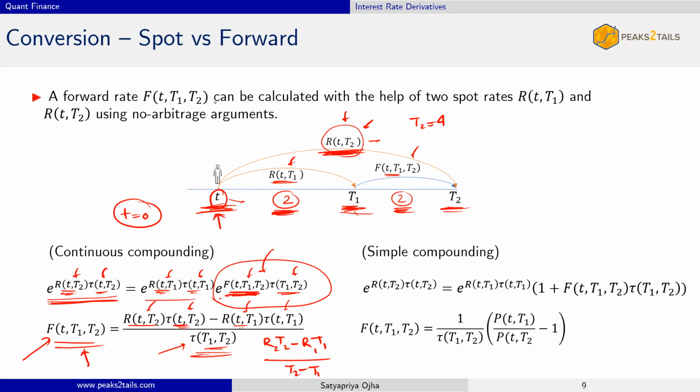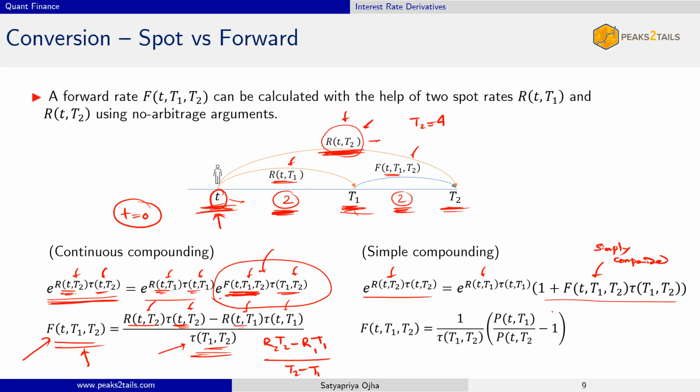If I want to calculate simply compounded forward rate, I'll just use a different formula for growth. Left-hand side remains the same. Spot rate, this is in continuous compounding. This is in continuous compounding. But the second part where I'm growing my money between T1 and T2, the formula that I used, I modified to a linear growth formula, 1 plus a rate times year fraction. So this becomes simply compounded.